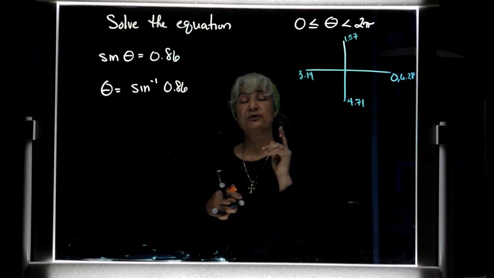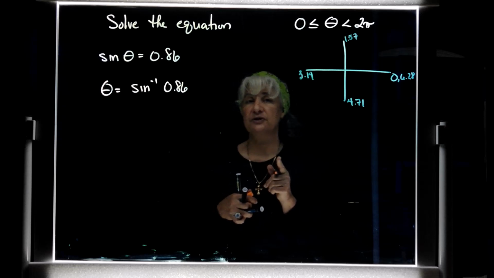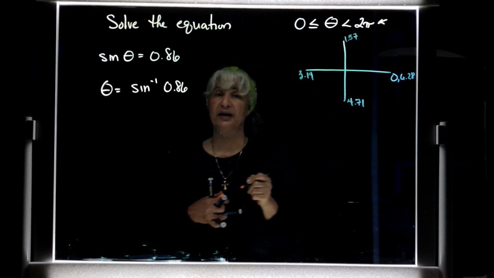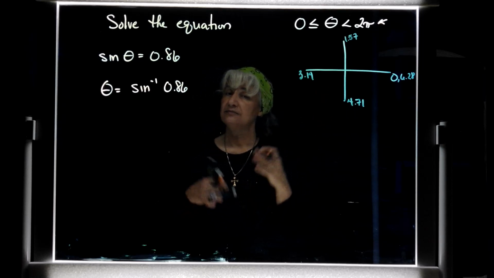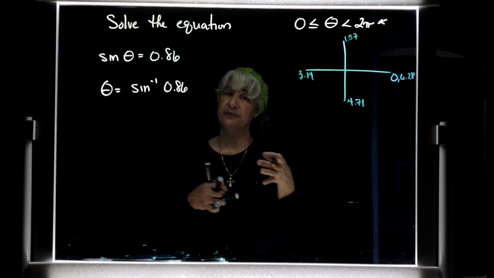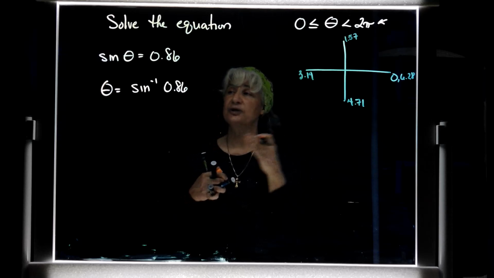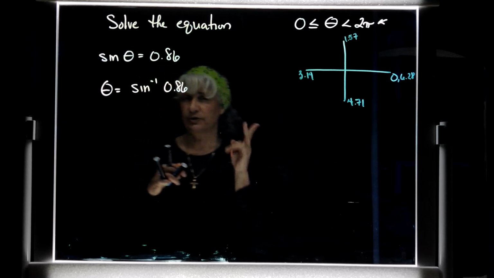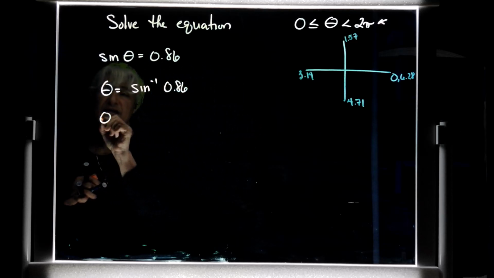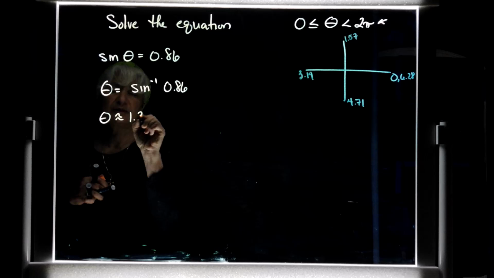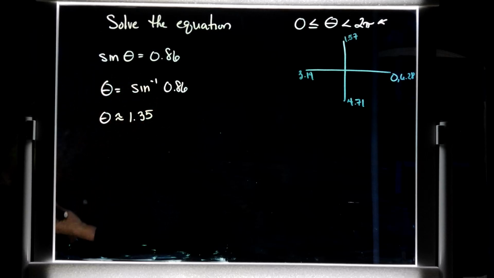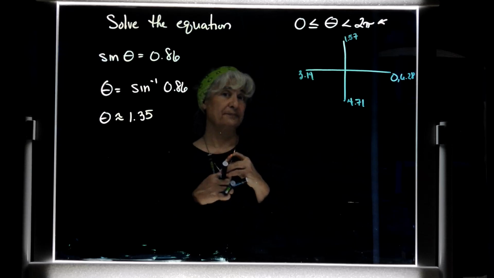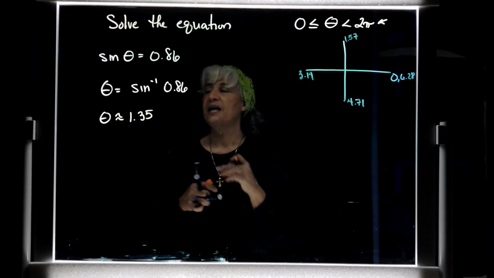All right, so when you punch it in your calculator, first things first, you need to make sure your calculator is in radian mode because of that 2 pi. And then make sure you hit your second function above the sine button so you can get sine inverse. Now, I got my answer. I'm going to round to 2 decimal places. So I got theta was approximately 1.35. Did you get that? Good.